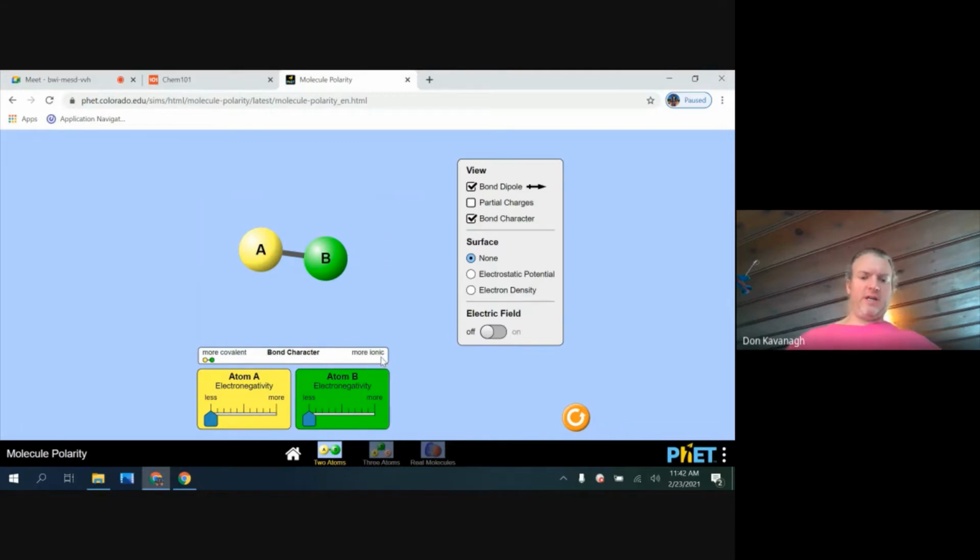This chart down here is meant to show whether the bond is covalent or ionic. In the middle right here would be polar covalent. So if I could rewrite this, I would say nonpolar covalent, polar covalent, ionic. So for example, let's shift. Right now, atom A and atom B are identical atoms with identical electronegativities. I'm going to increase the electronegativity of atom B.